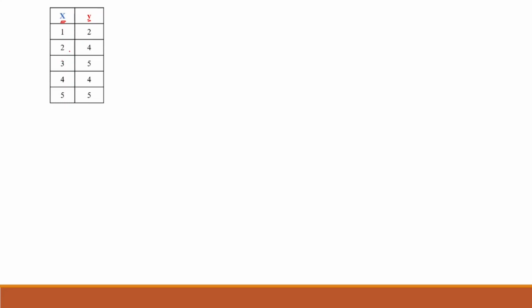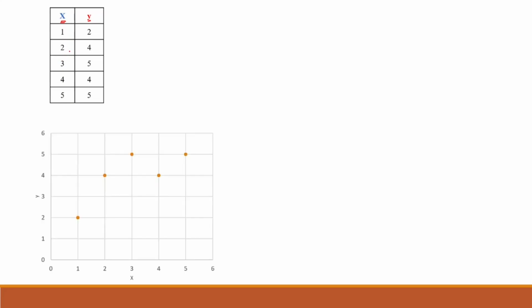First thing, we have to draw the graph, so we can visually examine this. The graph will look something like this. I have x, the independent variable, on the x-axis and the dependent variable y on the y-axis, and these are the plots. This represents the first data point, 1 comma 2, 1 on the x-axis and 2 on the y-axis. So these are the 5 plots as per the 5 data points.